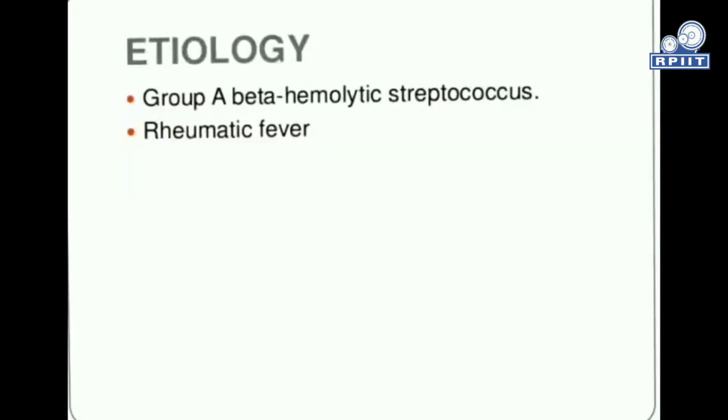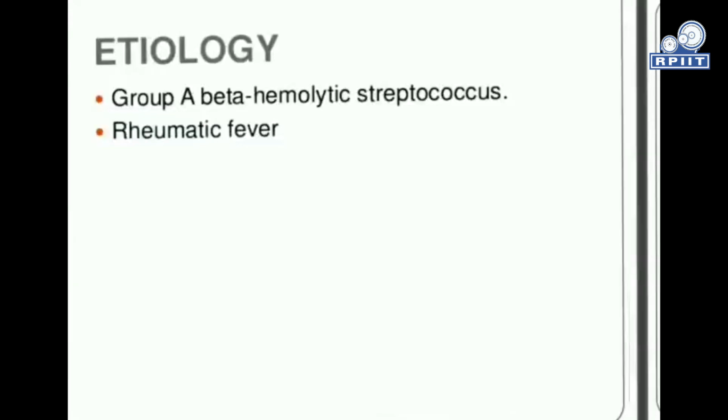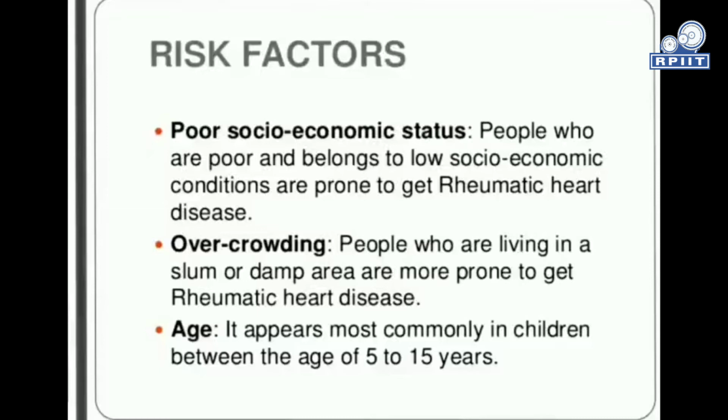Next, what is the etiology of rheumatic heart disease? Group A beta hemolytic streptococcus. Next is rheumatic fever. What are the risk factors? First of all, poor socioeconomic status. People who are poor and belong to a low socioeconomic condition are prone to get rheumatic heart disease. Next is overcrowding. People who are living in a slum or damp area are more prone to get rheumatic heart disease. Next is age. It appears most commonly in children between the ages of 5 to 15 years.